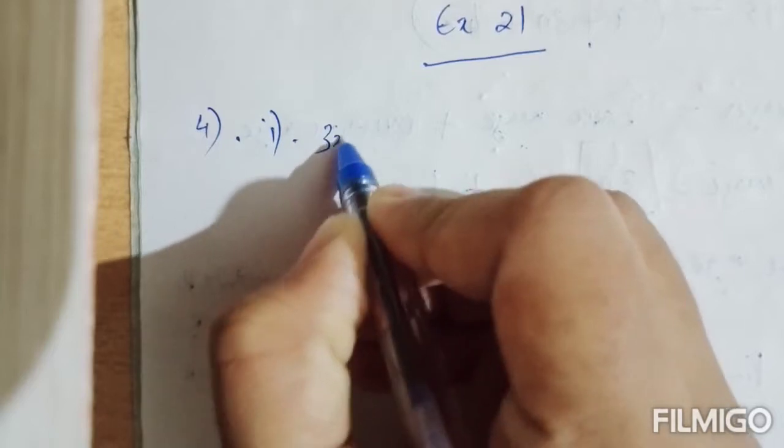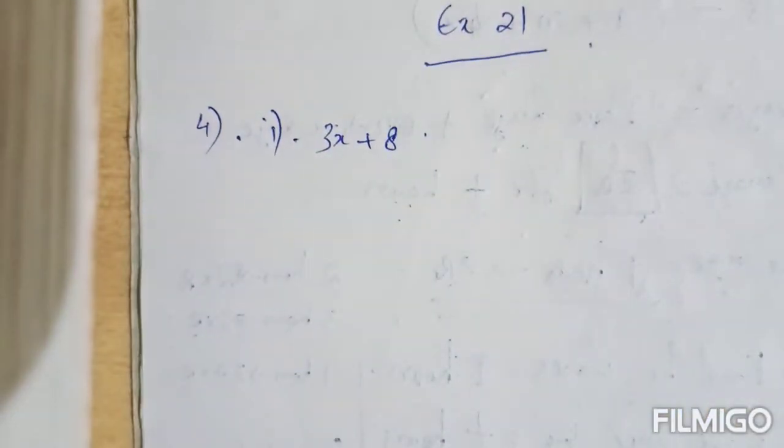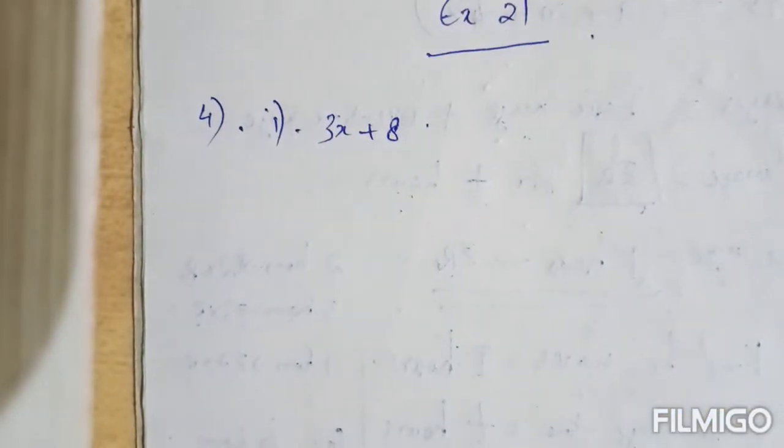So we have been discussing chapter 21, framing algebraic expressions. Exercise 21, the fourth question. If x equals 4, evaluate the first one, 3x plus 8. You have to find the value of 3x plus 8 if x equals 4. When x is 4, what is the value of 3x plus 8?